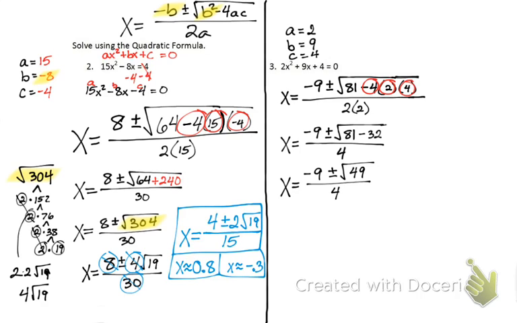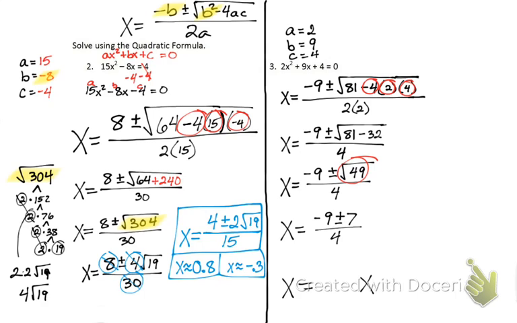Now, unlike the last problem where I had the square root of 304, which is not a perfect square, obviously, that's why I ended up with this estimated answer after I gave the radical answer. On this one, since I know the square root of 49 is a perfect square, I know I'm going to get real numbers. I'm not going to get any roots. So, next step means x equals negative 9 plus or minus 7 all over 4, and then you can give me your two actual answers.